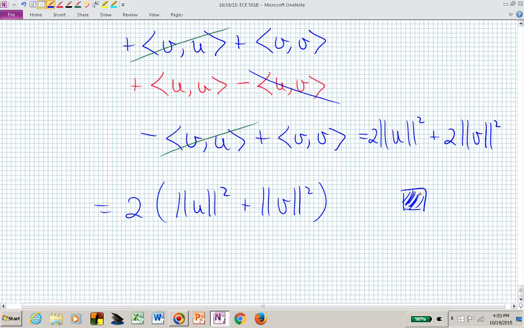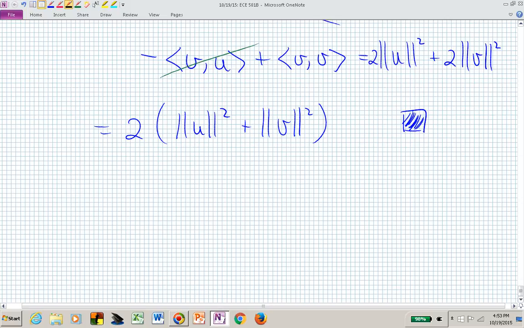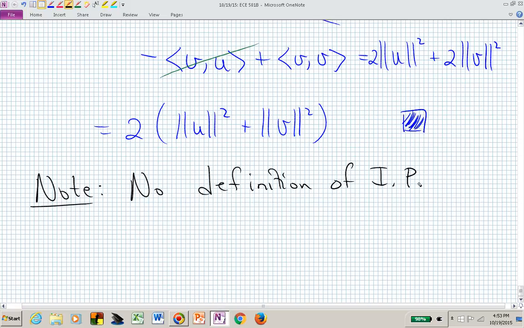And you know what I'm going to ask now. How critical did this result hinge on an inner product? Didn't, did it? I didn't have to go in and specify a particular inner product. Again, I can note that there was no definition of an inner product.